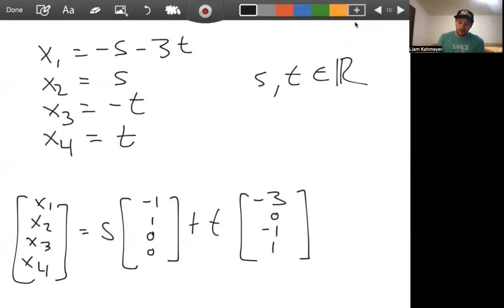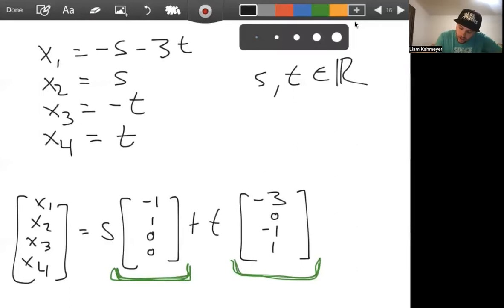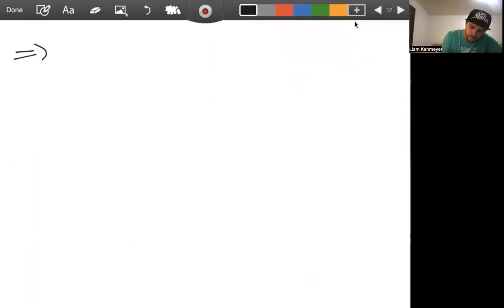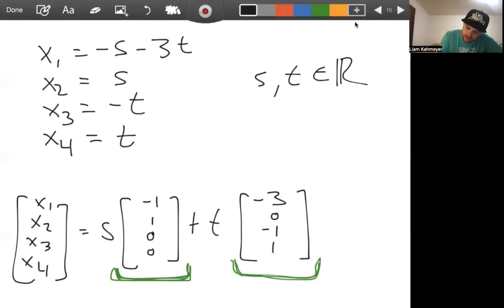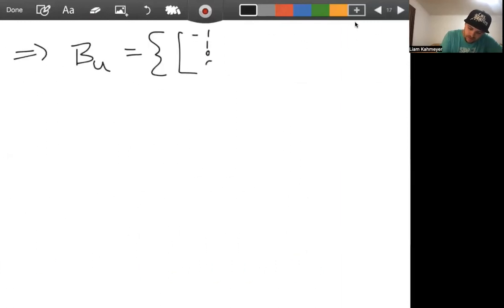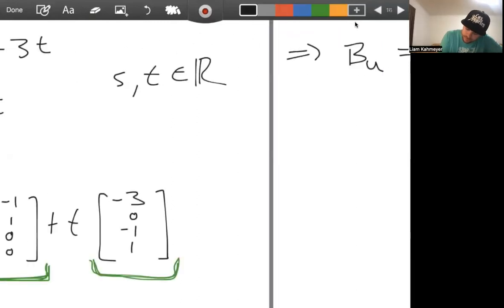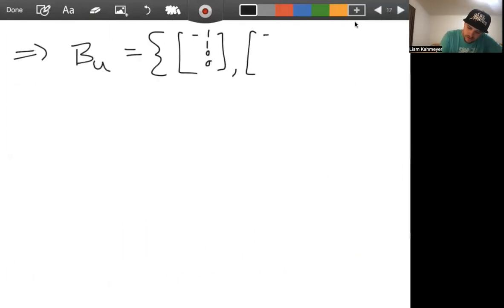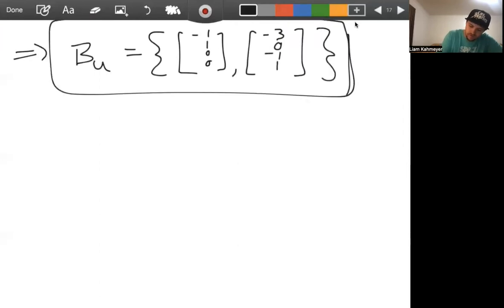Right? And so it's very easy to verify that these two vectors are linearly independent. To show that they're linearly independent, well, it's not too hard. And what we do then is we understand that this is also a spanning set. So this implies that a basis for U is given by -1, 1, 0, 0, and -3, 0, -1, 1. And this is our basis for U.